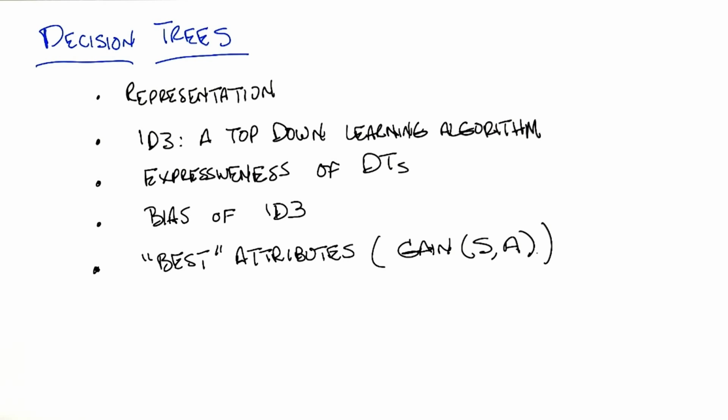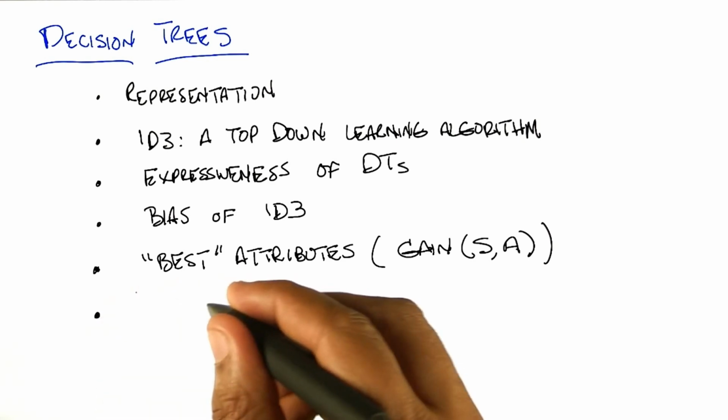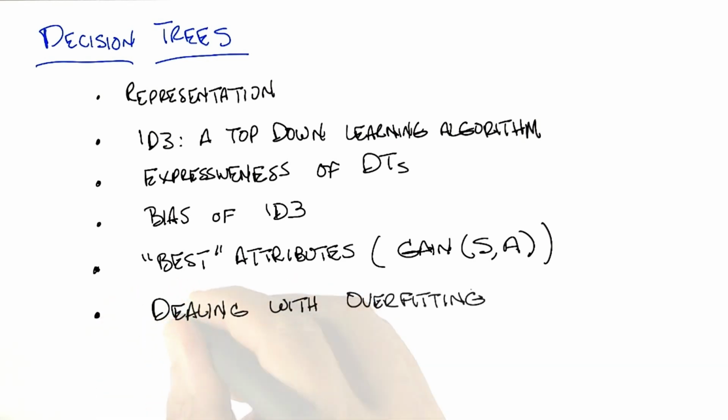And lastly, I feel like we talked about the problems with overfitting and how in the decision tree context you can prune back the tree to avoid overfitting. Overfitting is an issue. Overfitting is always an issue, and we came up with a couple of strategies for dealing with overfitting in the context of decision trees.